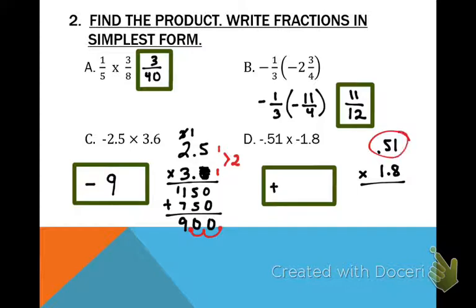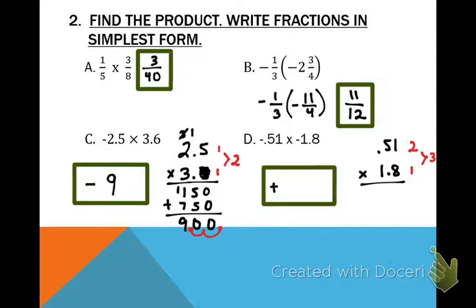How many places has it moved to the left on point 51? 2 places. Everybody put a tiny 2. How about this one, 1.8? How many places did that decimal point move? 1. Add these 2 numbers together. What's 2 plus 1? 3. That means we will be moving the decimal point 3 places at the end of this multiplication problem.